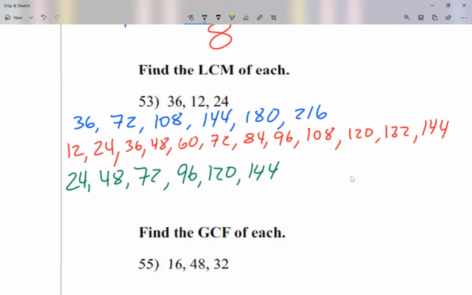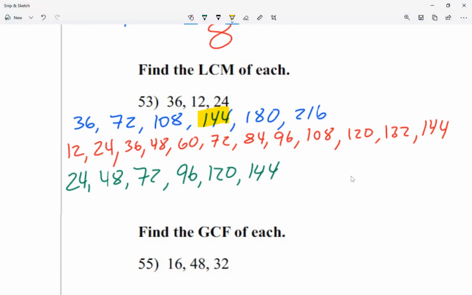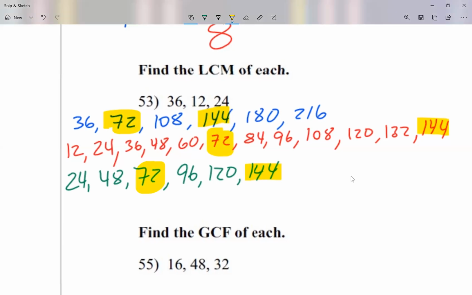Now here we're finding the least common multiple. I see a common multiple, 144. My question here is: is there another common multiple that is smaller than 144? Remember, common multiple means that it has to be in all of them. And in my case, yep, 72. You guys see 72 here? 72 is also a common multiple.